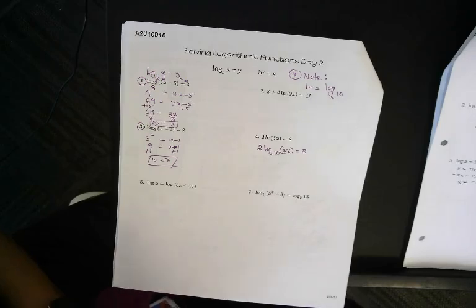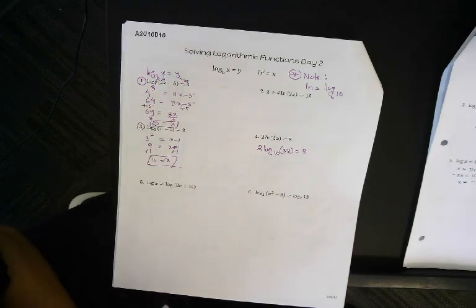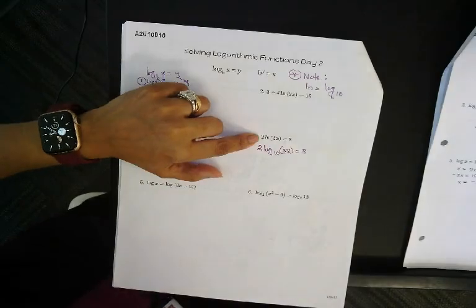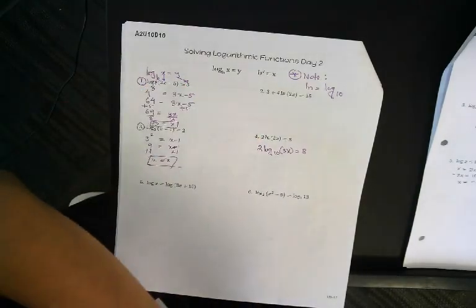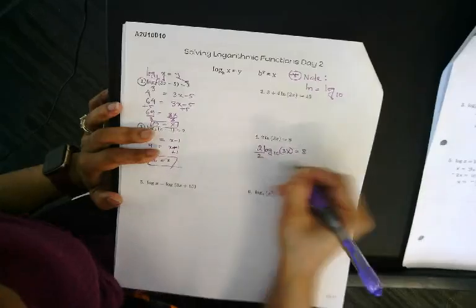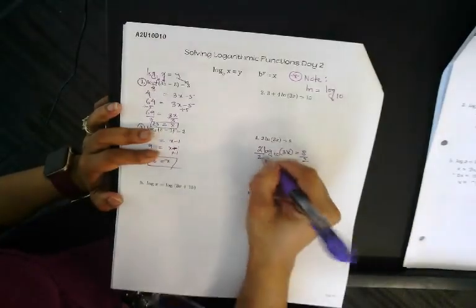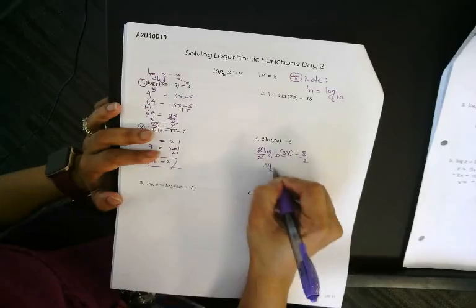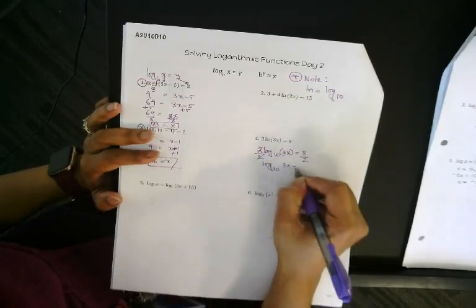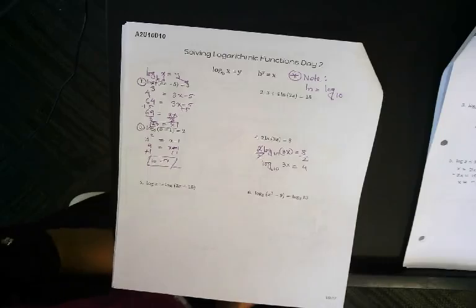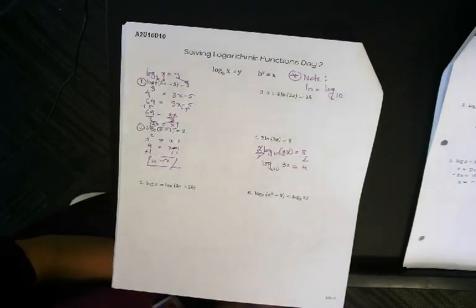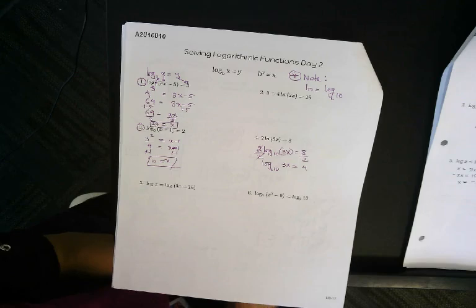Now what should I do? What should I do first? Do something with the 2? Divide it. Let's divide both sides with the 2. So it's going to be log 10 base 3x is equal to 4. Now it's a regular equation. You can convert it and just do from there. Do it and give me the answer.